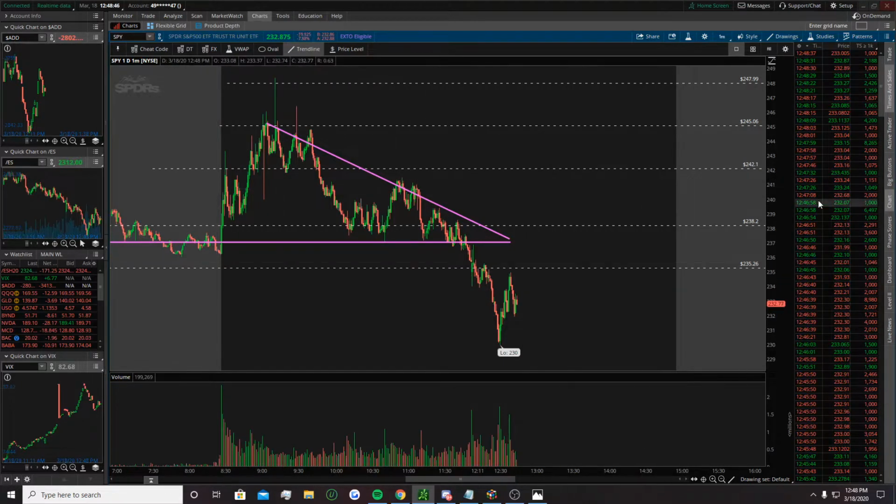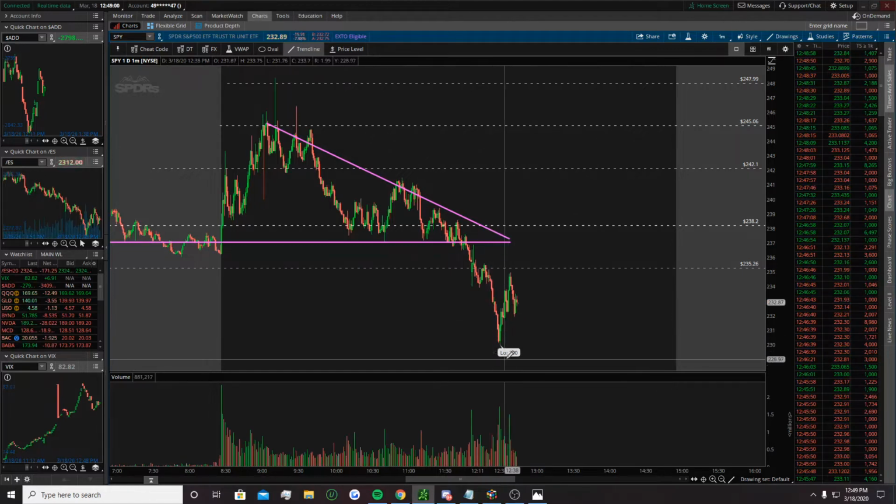SPY. I actually have time and sales on. I'm just gonna leave that on for now. I'm still in a position. I sold one when it broke this line, and then we had that rundown. I still had that one, and I was actually up about $300 on one contract right here.